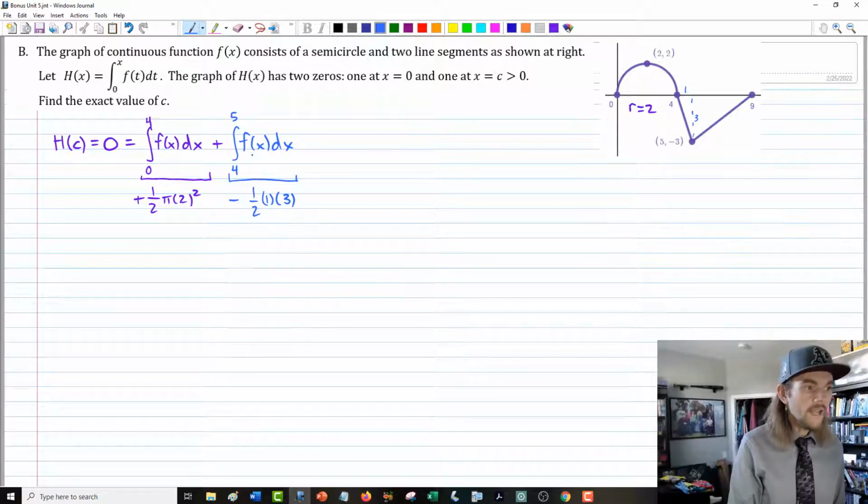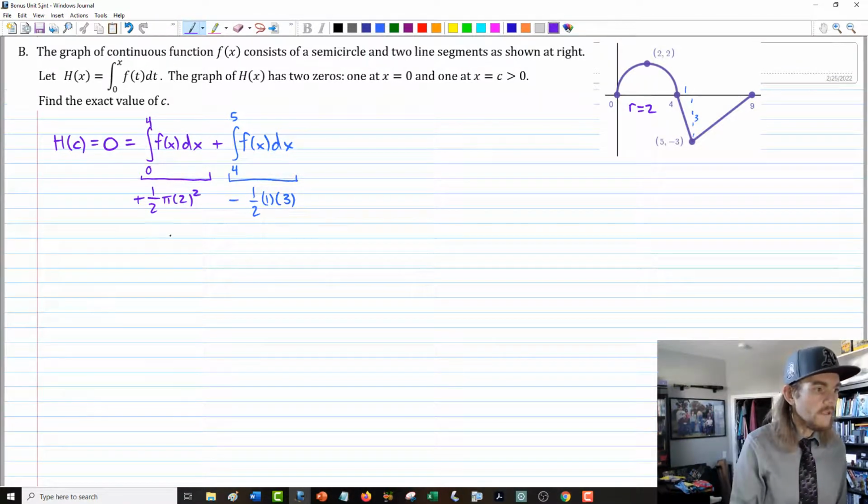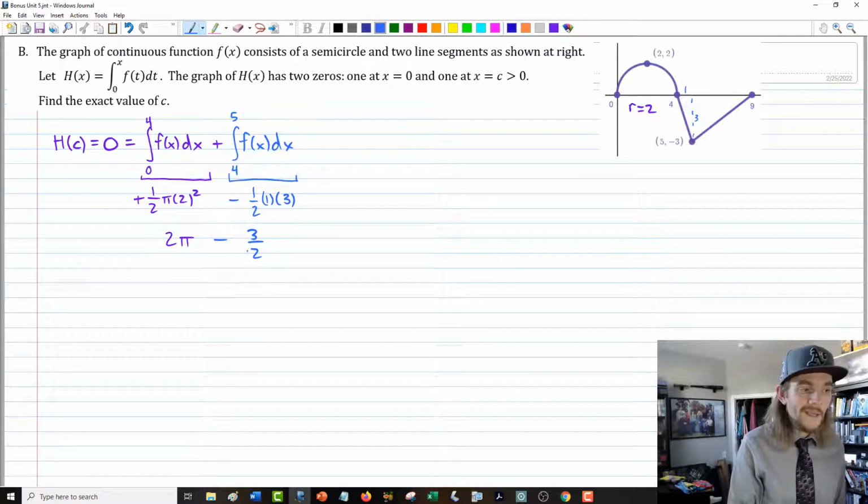Now from here, I can't just stop right there or say that our 0 has been found, because obviously these two things aren't equal. Right now what we have is 2 pi, and then we have minus 3 over 2. 2 pi is 6.28-ish. 3 over 2 is 1.5. Clearly we haven't equaled 0 yet.